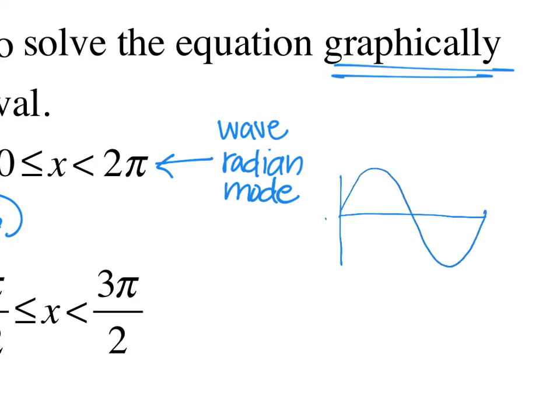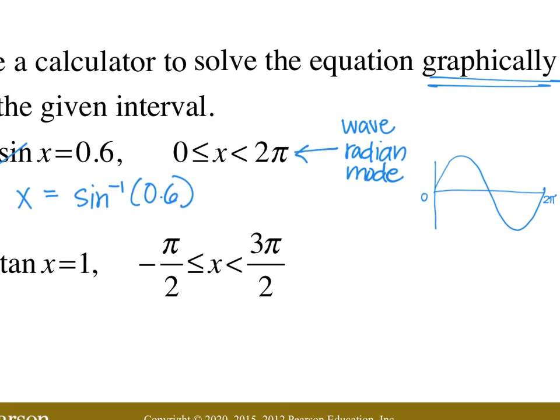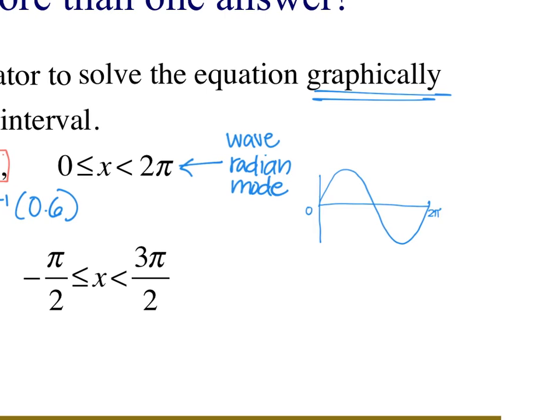I'd set my window to 0 to 2 pi. I would also graph the value 0.6, and that would be a separate entry. That would be y sub 2, and that's going to give me a line that cuts across my graph at 0.6. Then I'll use my calculator's intersecting feature to find both of the solutions.